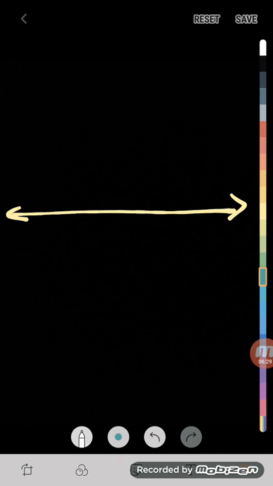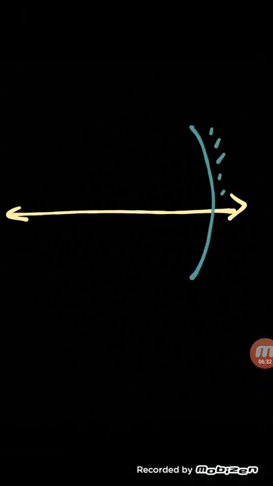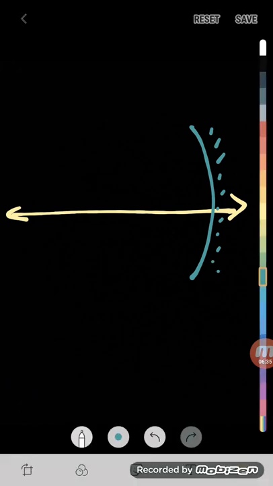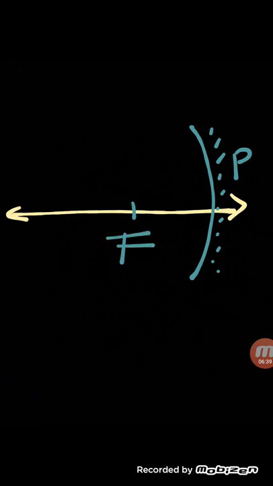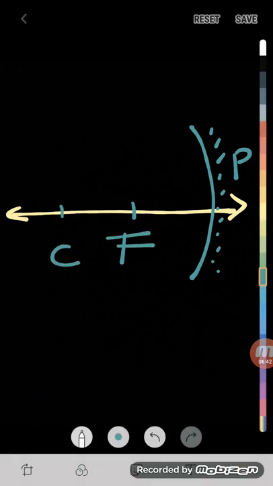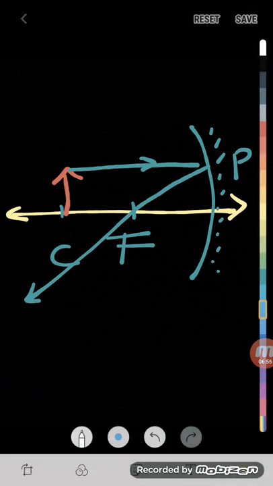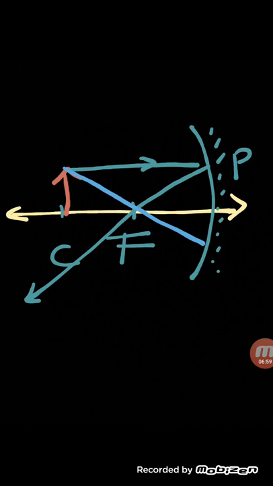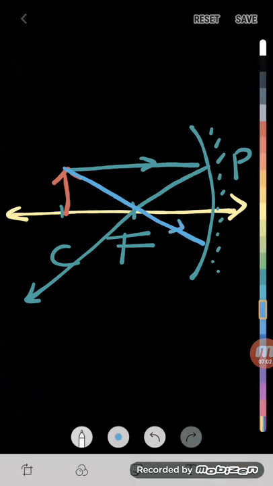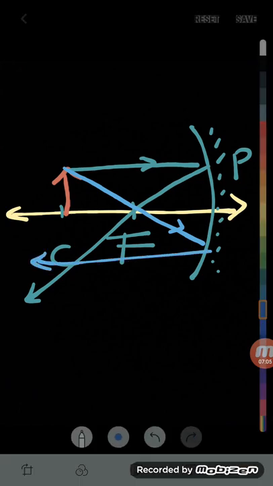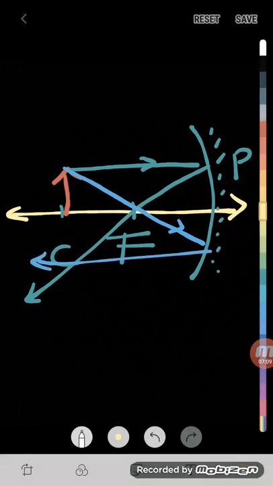So let's see the next one. Again, this is our principal axis, and this is our mirror, pole, focus, center of curvature. If the object is at the center of curvature, what happens? Suppose this ray parallel to the principal axis passes through the focus, and then the ray which passes through the focus is parallel to the principal axis, and we will get an image here, right?